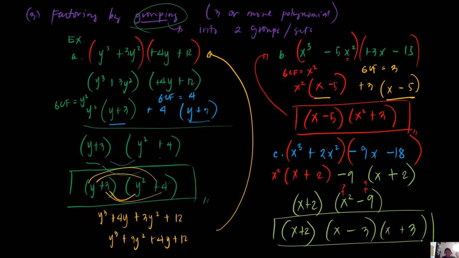If you do the FOIL method, you do this first, then after this, or you can do this first, then this, then after that, this, then you will get back the original algebraic expression. Okay, now let's proceed to the fourth one. We're going to do the factoring of ax squared plus bx plus c, where our a is equal to 1. Okay, let's have an example.